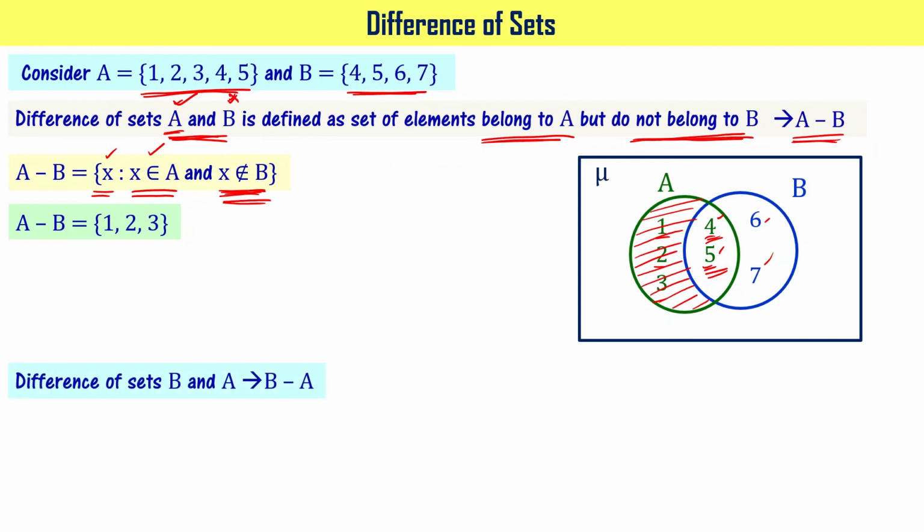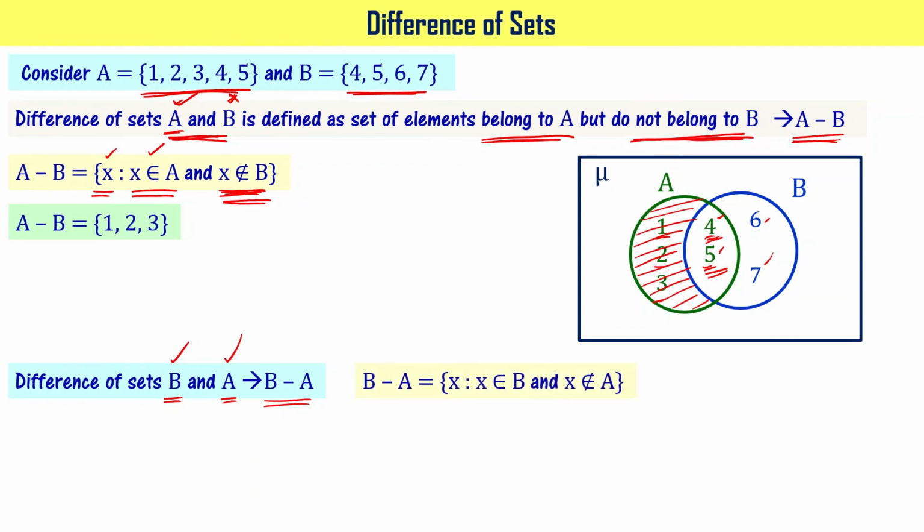Now, let us look at another problem. Difference of sets B and A. You look at this. B comes first and A comes later. That's why we write it as B minus A. When you say difference of sets B and A, if you have any doubt about whether it is A minus B or B minus A, what you have to do is you have to look at the first set minus the second set, right? This is B minus A.